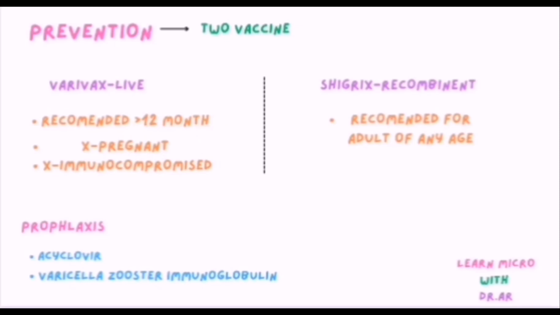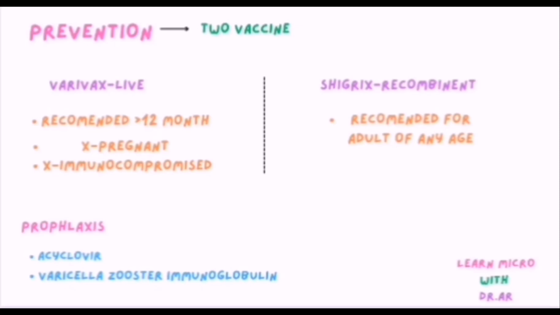They are contraindicated in pregnant women and also immunocompromised patients. If the patient is immunocompromised, you cannot give that vaccine because it contains a live virus and it can cause damage or disease there. So you can't give it to an immunocompromised patient or a pregnant woman, right? And in case of Shingrix, which is a recombinant vaccine, it can be given to adults of any age.